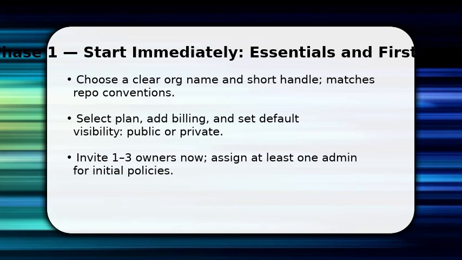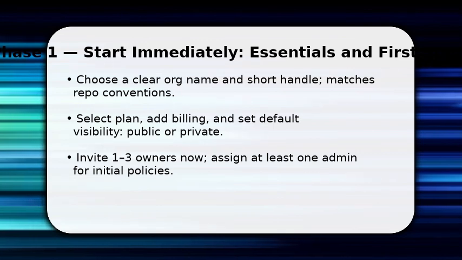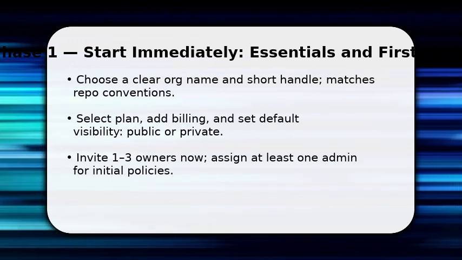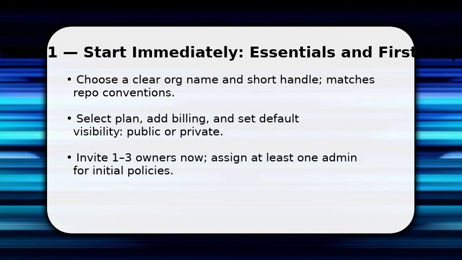You start by creating the organization and configuring core settings. This is the first actionable step. Create the org name, pick a plan, and add billing so features are active. Once done, invite 1 to 3 owners immediately and assign an admin role because governance must exist from the start. Make sure to set default repo visibility and basic member permissions, since those defaults shape every repo you create later, and they prevent accidental public leaks.